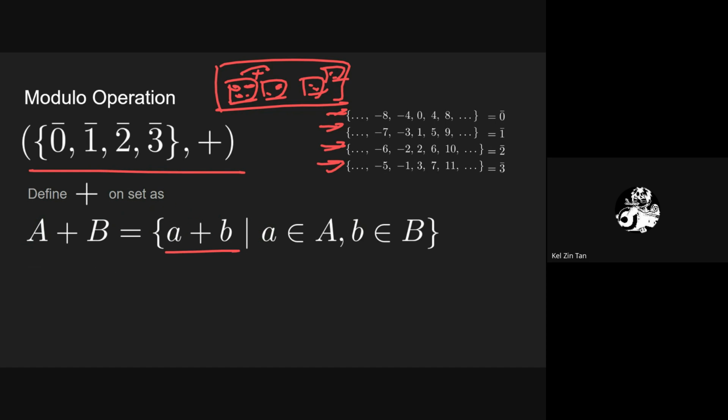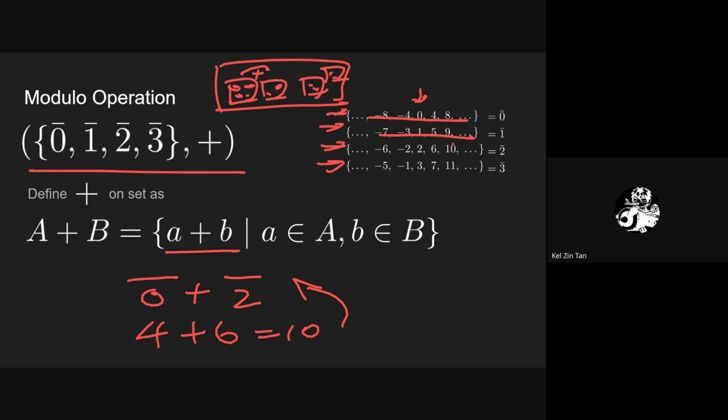Essentially, let's say I'm doing 0 bar plus 2 bar. I just take any element from the 0 set, maybe this could be 4, and from the 2 set, this could be 6, and I add them together. This will be 10, and this 10 will be inside this set. So when I add these two sets together, it still becomes a set. I define the addition of sets as taking any element here and adding it with any element there.